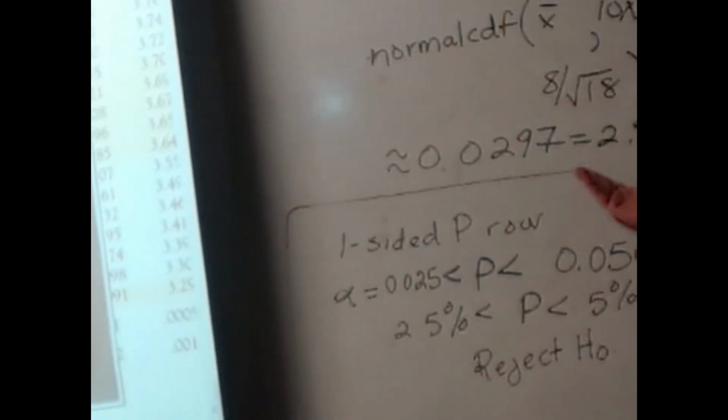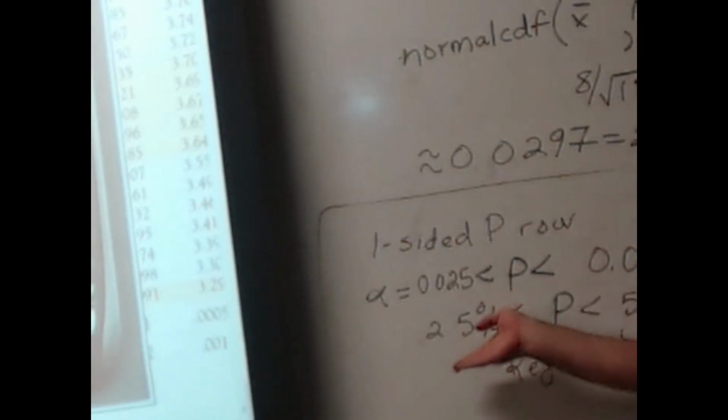Again, it's more exact. Table C just said the p-value was going to be between 2.5 and 5%, and that is. Our conclusion would be the same. Since that is less than or equal to alpha, we would reject H naught. It would be green. Yep.